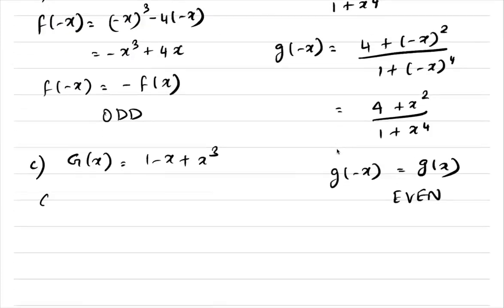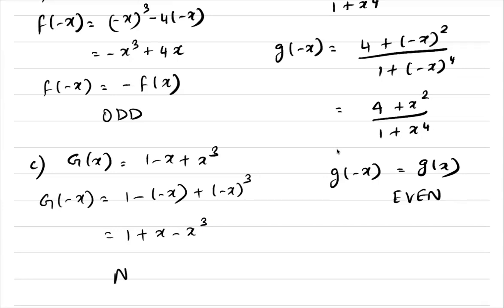Next example, I do the -x again. So I replace every x with -x. Then I simplify. This is what I get. Now, what I observe is that g of x and g of -x are not the same, but neither are they opposite of one another. Because if it is opposite, every term will change sign. So my conclusion is this is neither even nor odd.